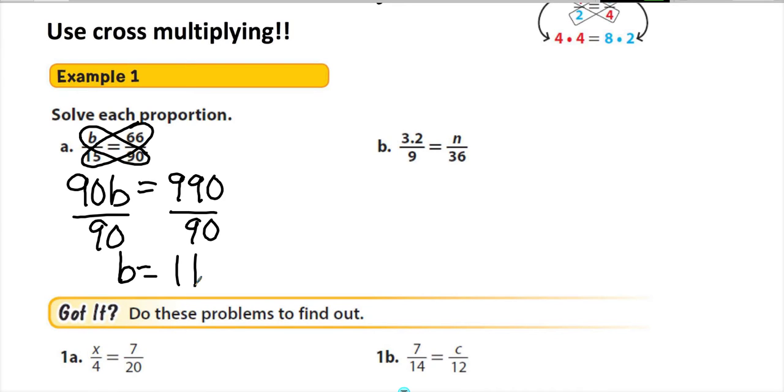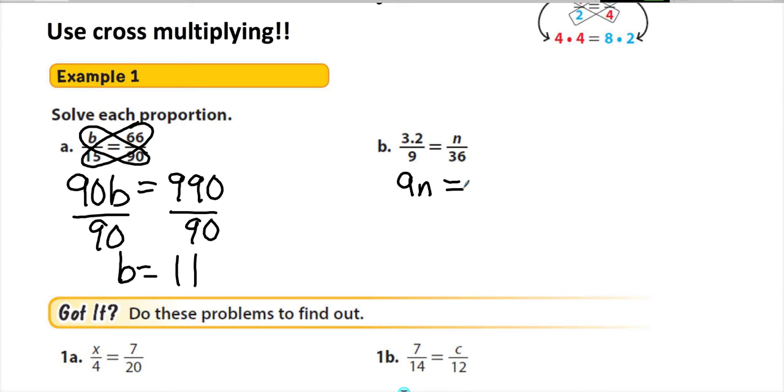So we have 3.2 over 9 equals n over 36. So we're going to cross multiply. I'm not going to circle it anymore. So we just look diagonal. 9 times n would be 9n. The one with the letter goes on the left, right? We've talked about that before. Letters on the left. Okay, 3.2 times 36.